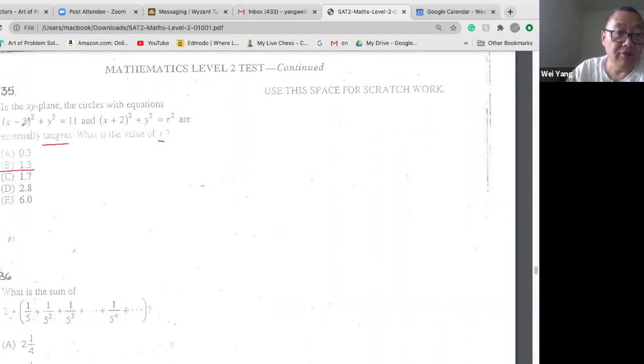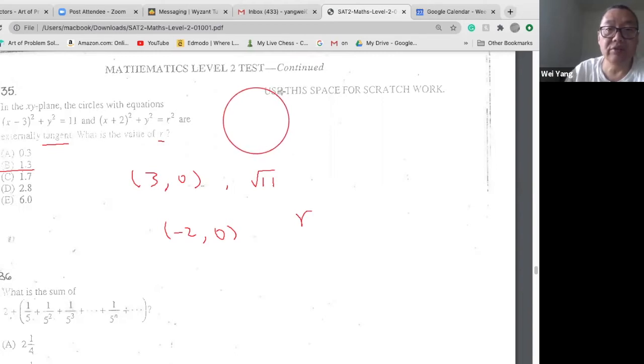Okay, so this one, the center of this circle, that's (3, 0). The radius is √11. The center of this other circle, that's (-2, 0). The radius is R. So that means if these two circles are tangent outside, suppose something like this, then suppose this one is the center of this circle.